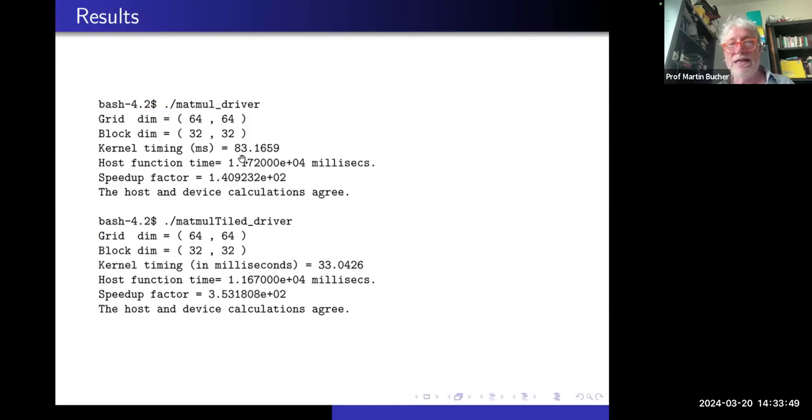And if we use the naive implementation on CUDA, we get 83 milliseconds. And then we compare that with the host. So that's the CPU calculation, and that takes 12 seconds, rather than less than a tenth of a second. So here we have seen a speed up of 141, and the calculations agree. So you can see that the GPU is doing a lot better.